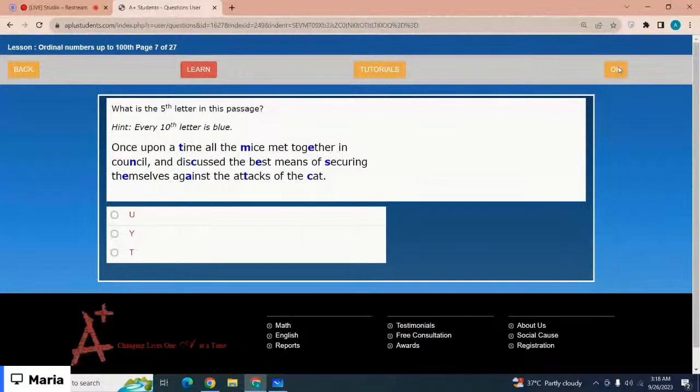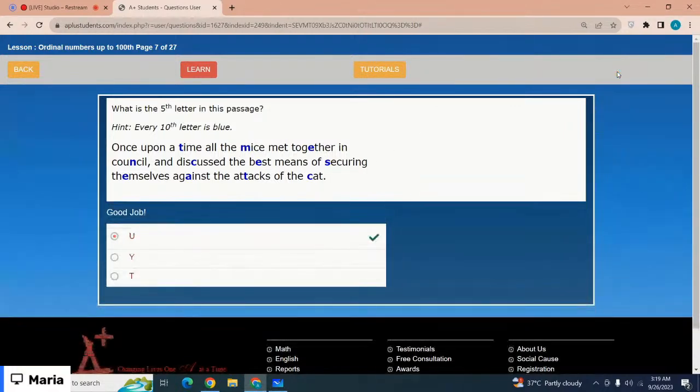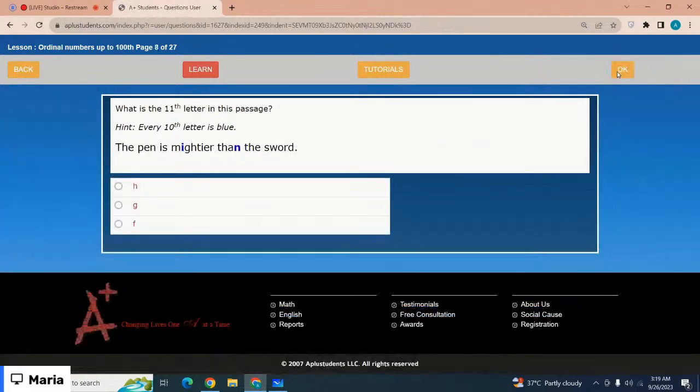What is the fifth letter in the passage? So, which is the correct option? The fifth letter in the passage is U. The correct option is U. What is the 11th letter in the passage? Yes, that would be G. The correct option is G.